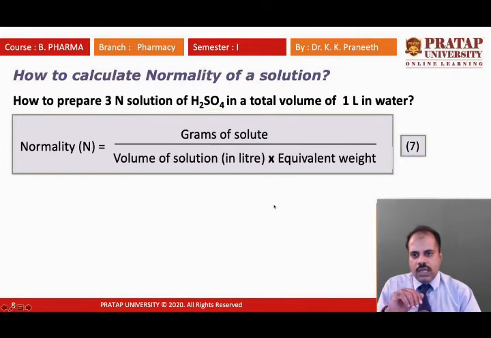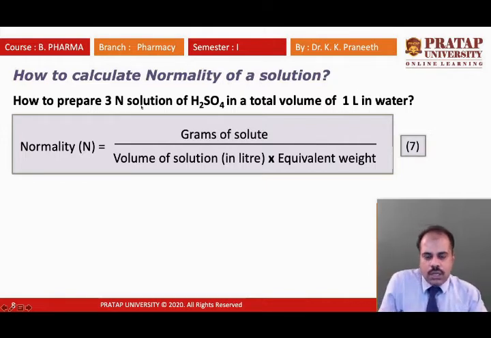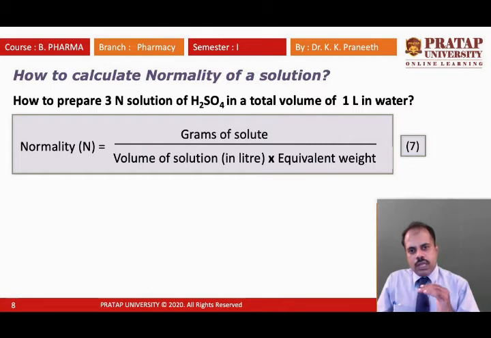So now let's see a last example for this. How to calculate a 3 normal solution of acid. 3 normal. See, now the concentration is changed, same 1 liter, but we need to get a high concentration. That means 1 liter of sulfuric acid solution, but the concentration should be high. So how to prepare this solution? 3 normal solution of sulfuric acid in a total volume of 1 liter, right?